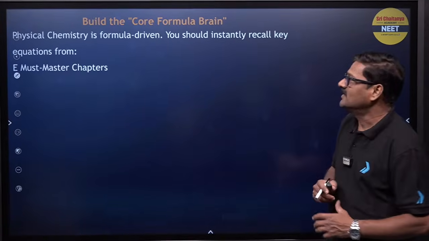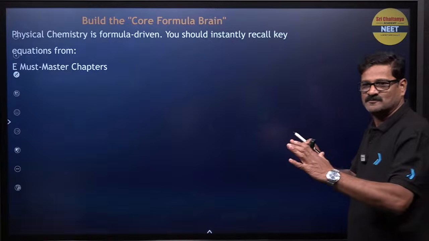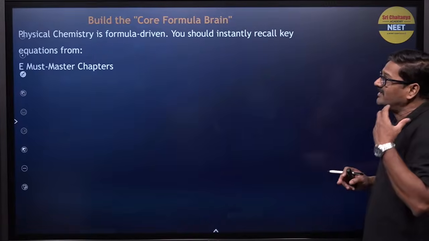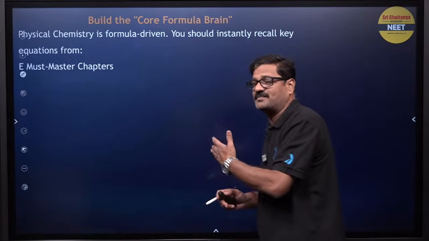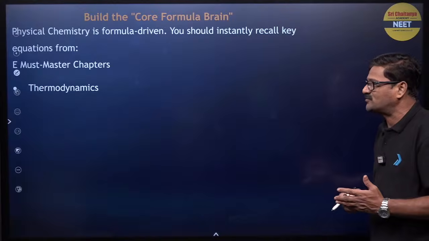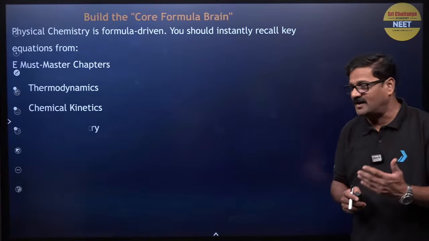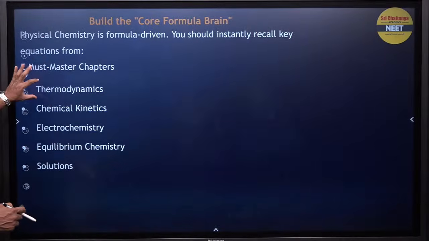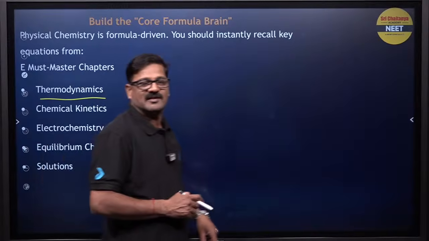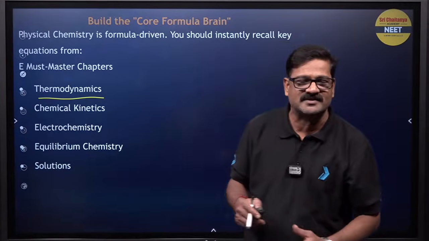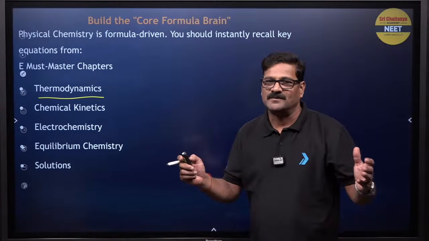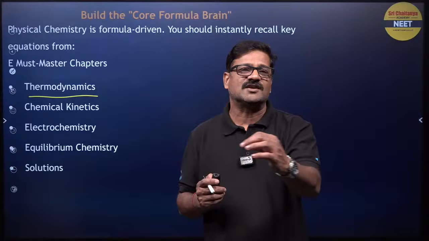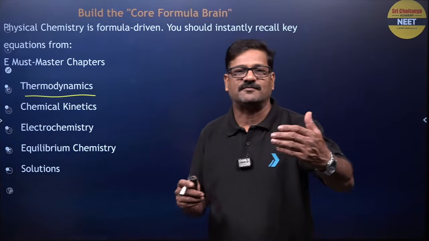Right, now let us see physical chemistry as formula driven. You have to drive with the formula, and you should instantaneously recall key equations from the various chapters. You must master chapters like thermodynamics, chemical kinetics, electrochemistry, equilibrium and solutions. If you ask me what is there in thermodynamics, I can say the first law of thermodynamics, delta U is equal to Q plus or minus W. Delta G is equal to delta H minus T delta S. Like that, you should have the flow.